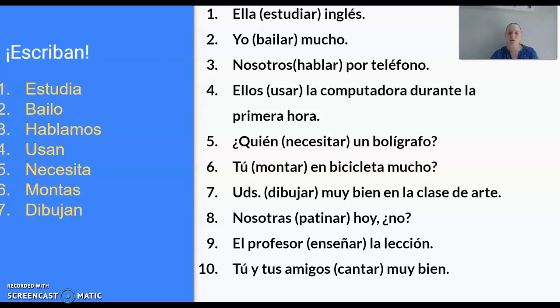Number 7, ustedes dibujan muy bien en la clase de arte. Y'all draw very well in art class. Number 8, ¿nosotras patinamos hoy? No? We're skating today, right? Number 9, el profesor enseña la lección. The teacher teaches the lesson. And number 10, tus amigos y tú cantáis muy bien. You can also put cantan there if you're using the ustedes form.